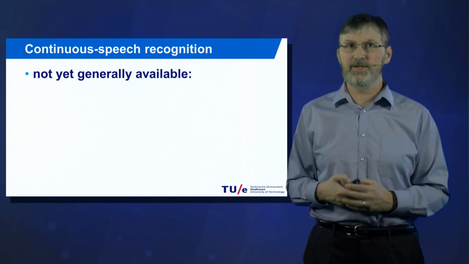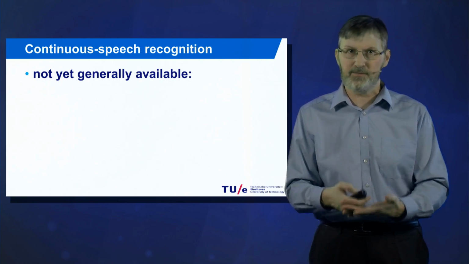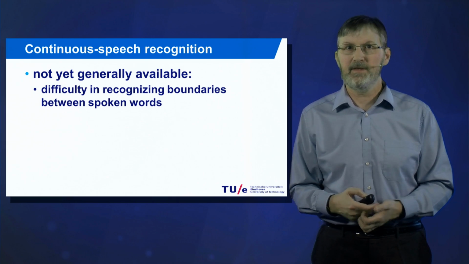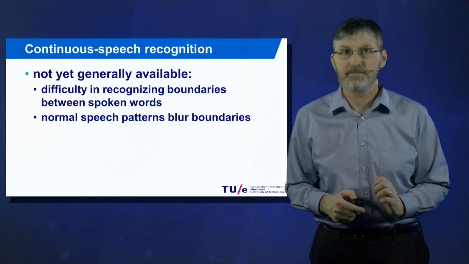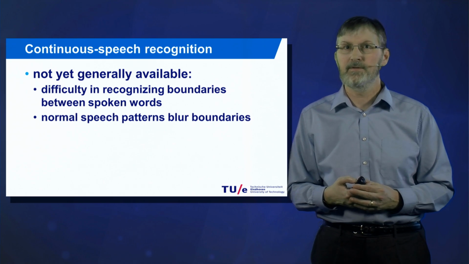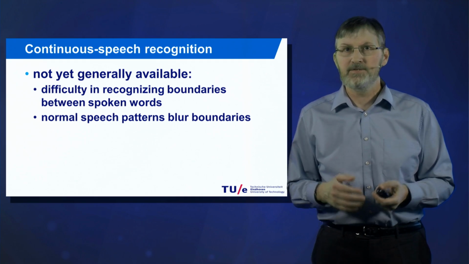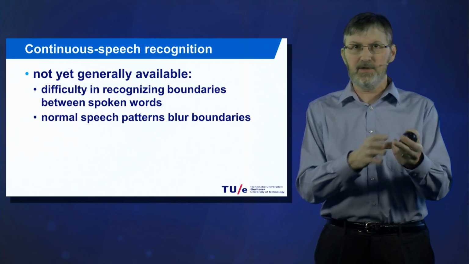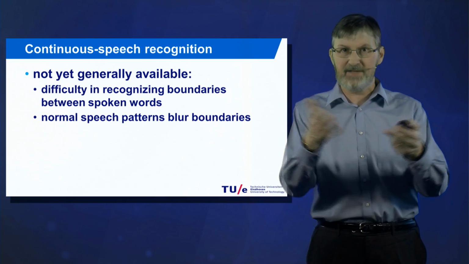Continuous speech recognition, it's been tried, it's not generally available, but it works reasonably well when a computer can be trained. The biggest problem is for the computer to recognize word boundaries. In normal speech, we blur the boundaries between words. We often paste words together in what we say, so the computer needs more than just a vocabulary from the language, but needs to also recognize combinations of words that are pronounced as one.